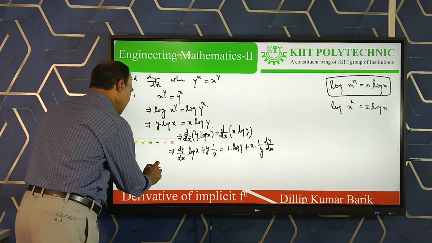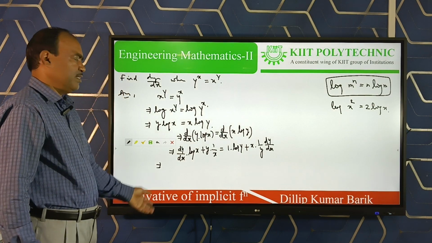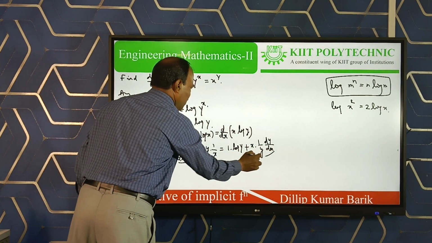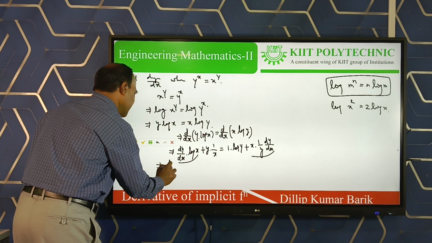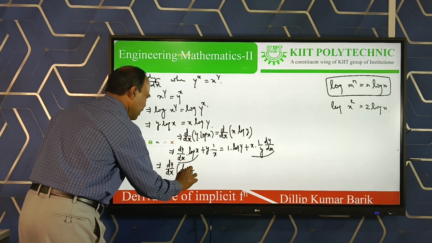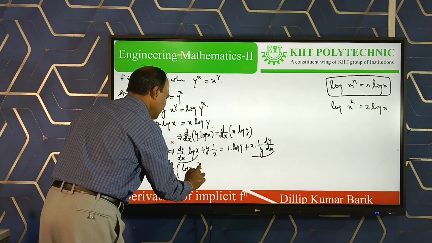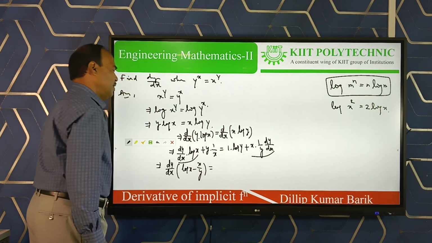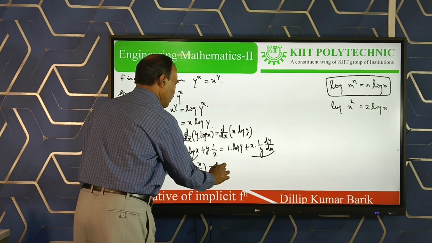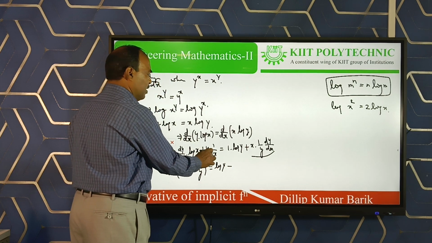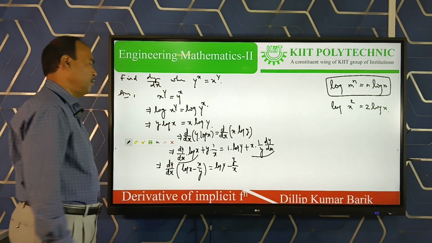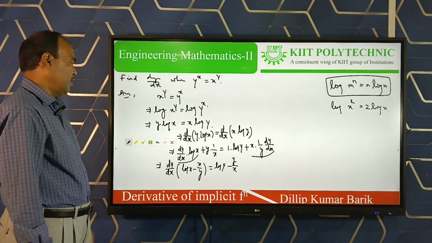Next keep all dy by dx terms on the LHS, transfer the others to the RHS. So this is a dy by dx term, this is also a dy by dx term, take them to the LHS, and directly you can take dy by dx common, which is nothing but log x minus x by y. Clear? Is equal to the right side one is 1 into log y, same as only log y, and on the LHS y into 1 by x, y by x, goes to the right side: log y minus y by x, and keep the bracket.